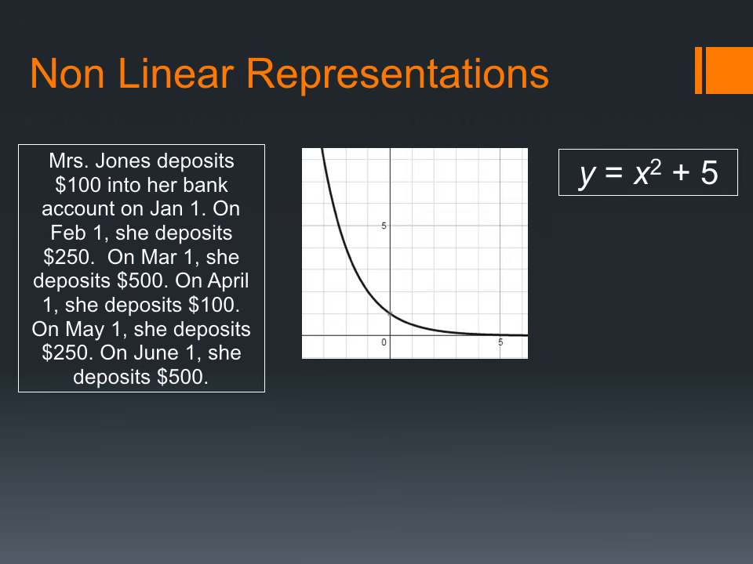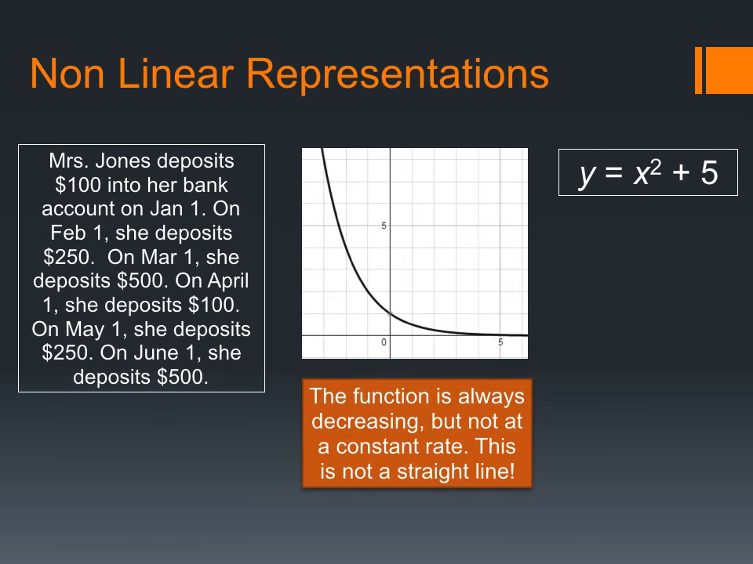Now let's look at some nonlinear representations. Let's look at the graph. That's the easiest one to tell it's nonlinear because the function is not at a constant rate. Although it's always decreasing, it's not a straight line, so it's nonlinear.